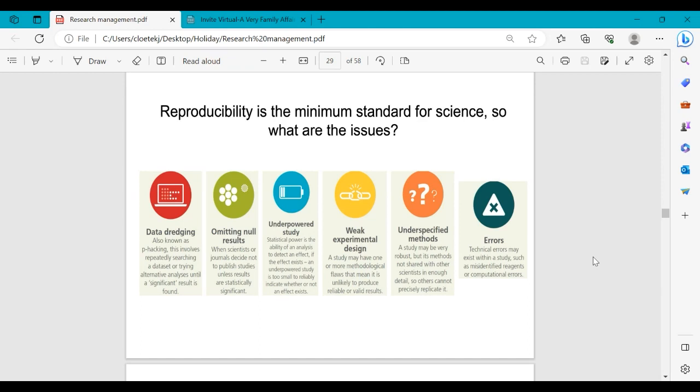Then underspecified methods. A study may be very robust, but its methods are not shared well enough, so someone else cannot go and repeat that work because, for example, they didn't include the concentration of the chemicals they used, or where they bought the chemicals from, or the specific technique that they used. Then the last one, technical errors. Errors may exist in a study, such as misidentified reagents or computational errors, or errors in the statistical analysis that you perform. So all of this may influence the actual outcome of research and its reproducibility.